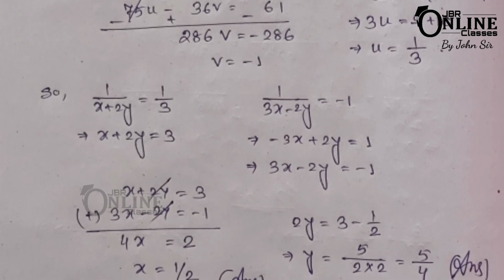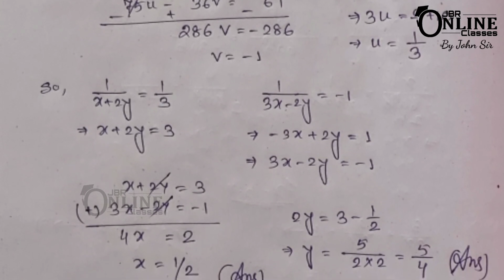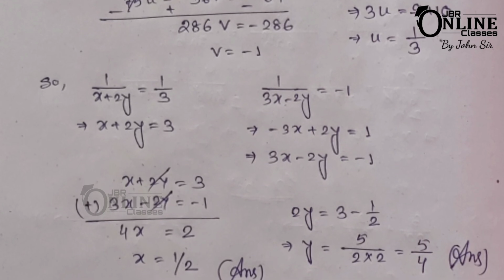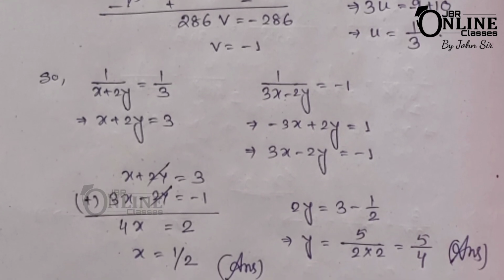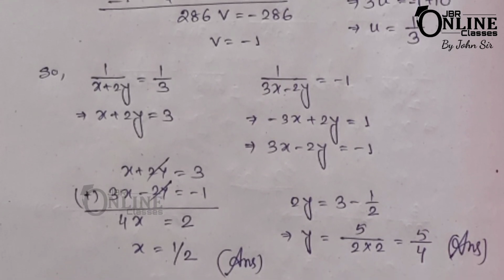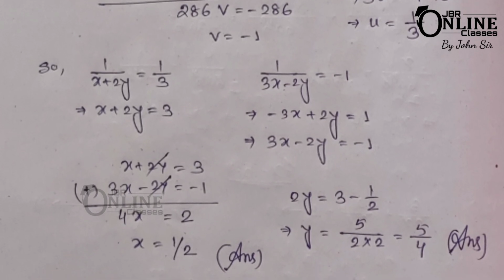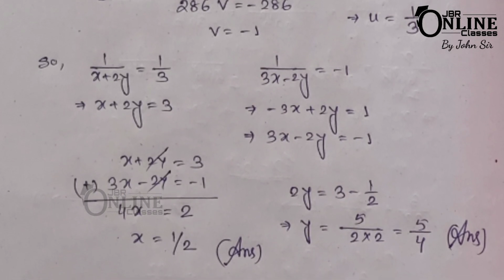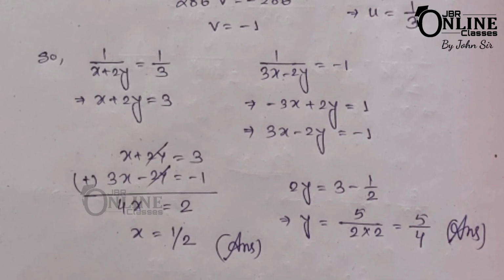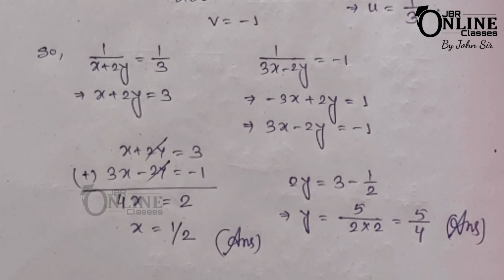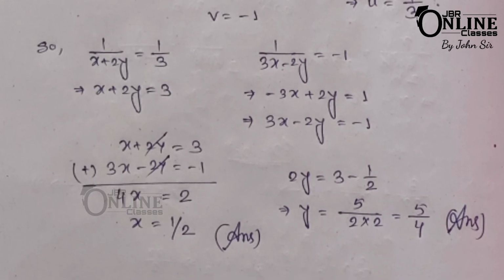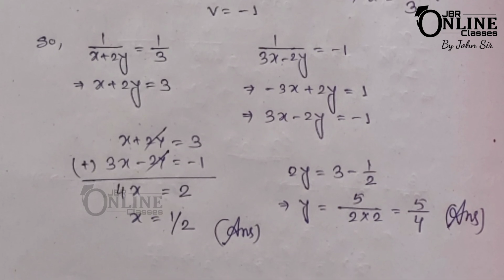So now we are going to solve these two equations: x plus 2y equals 3 and 3x minus 2y equals minus 1. So you will get x equals half. If x equals half, then from the equation x plus 2y equals 3, you can find the value of y also, and here the value of y equals 5 by 4.